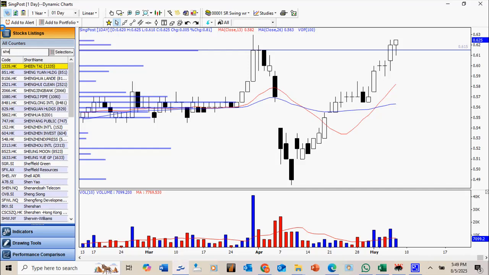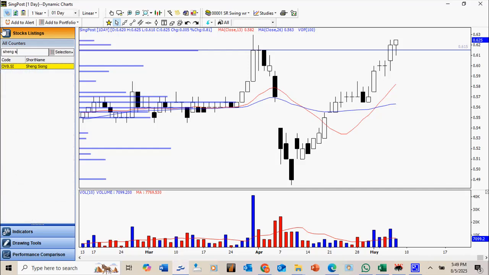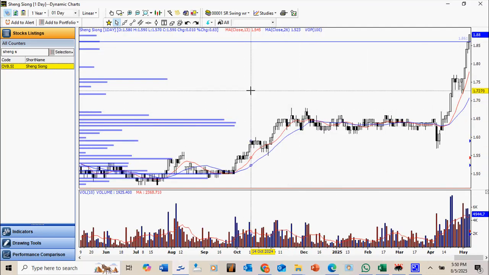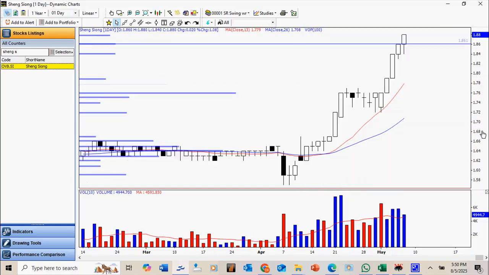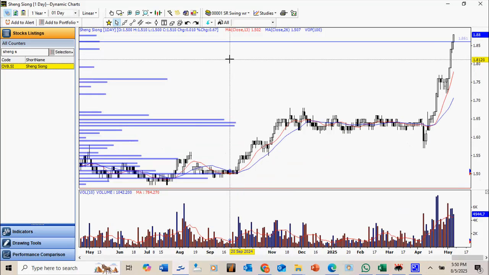Let's discuss stock Sheng-Siong. This was detected as a swing trade. Over here we can see the pullback, and this is a big dipper setup. It broke out and makes successive highs with increasing volume right now. Look for pullback and look for setups to go long.